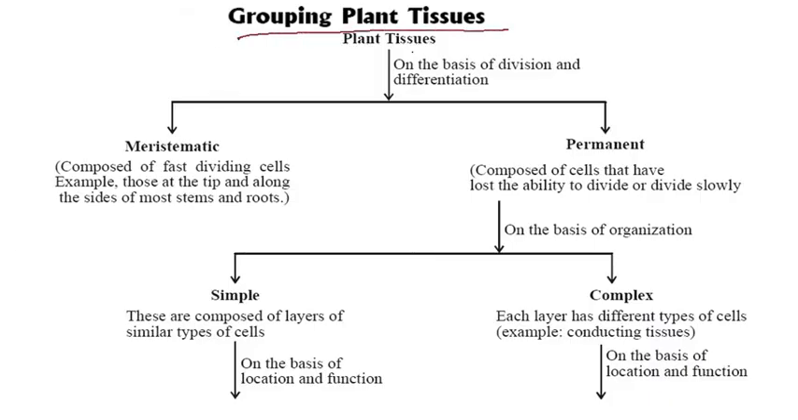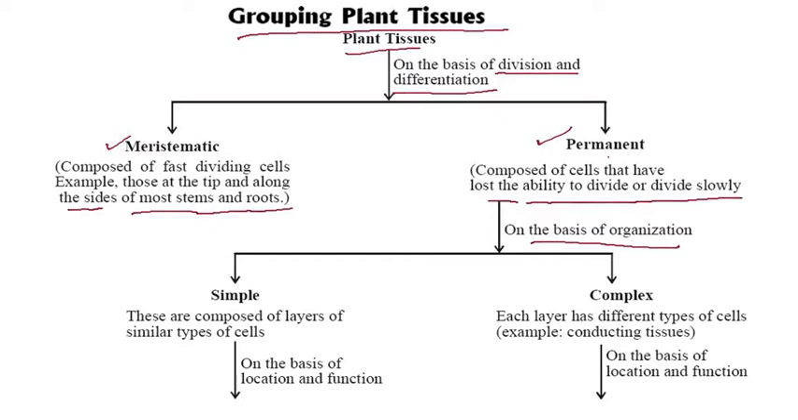Now let us see the next one, grouping plant tissue. How can we group this? Plant tissue is divided into two parts on the basis of division and differentiation. First one is meristematic tissue and second is the permanent tissue. Meristematic tissue is composed of fast dividing cells, for example those at the tip and sides of most stems and roots. Permanent tissue is composed of cells that have lost the ability to divide or divide slowly. Permanent tissue is further divided into two parts: first is simple and second one is complex.